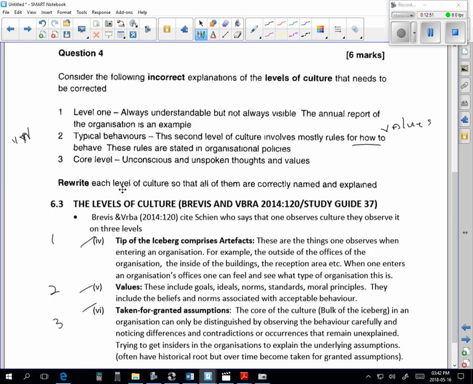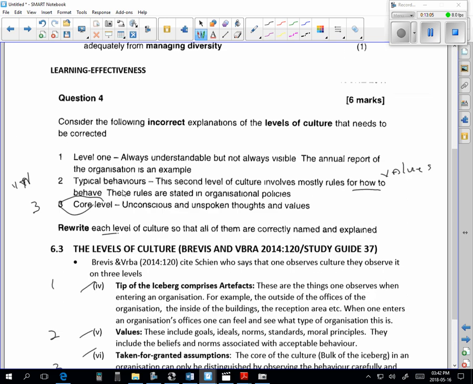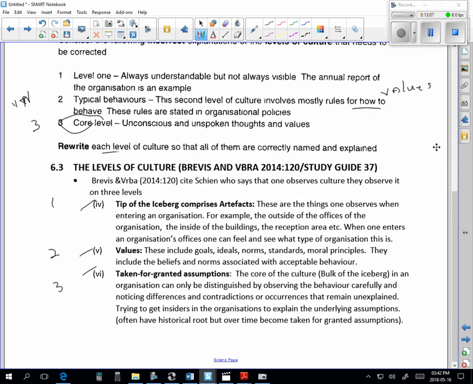Number 3 here. I don't know why they talk core values, because it says here, rewrite each level, and it said the levels of culture. They say that one observes culture, but they observe it on 3 levels. So just rewrite it so that it looks like that.